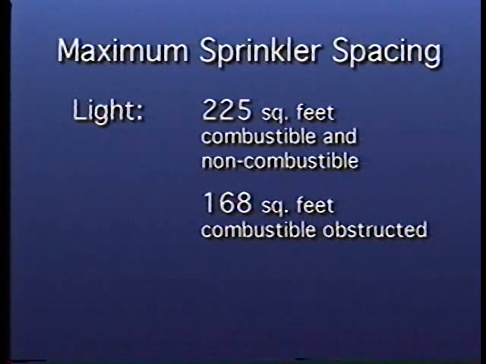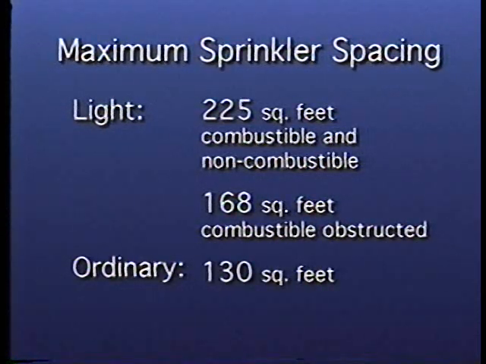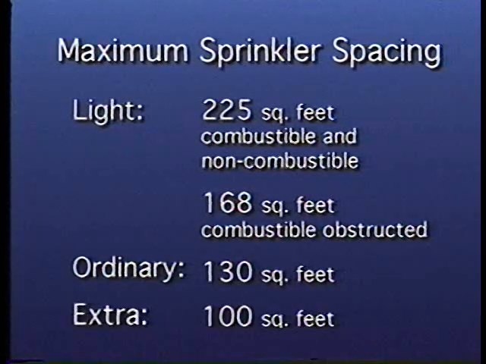Sprinkler spacing in ordinary hazard occupancies is 130 square feet, regardless of the type of construction. The maximum area that an individual sprinkler can protect in an extra hazard or high-piled storage occupancy is 100 square feet. These values can be increased to 130 square feet for hydraulically designed sprinkler systems when the required density is below 0.25 gallons per minute per square foot.